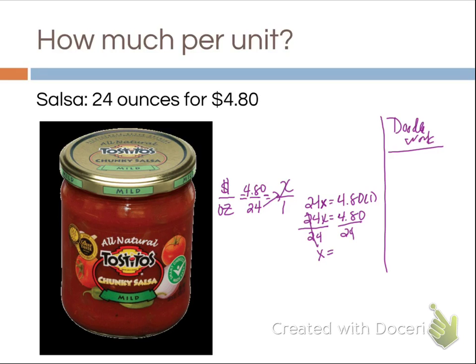I'm going to come over to this side of my work and take that $4.80 and divide it by 24. Bring my decimal point up. I know that 24 goes into 48 twice. 2 times 24 is 48. Subtract and I have 0, but I need to make sure I bring this other 0 down. 0 divided by 24 is 0. And so I end up with 20 cents. So x is equal to 20 cents. Each ounce in this jar of salsa would cost us 20 cents.